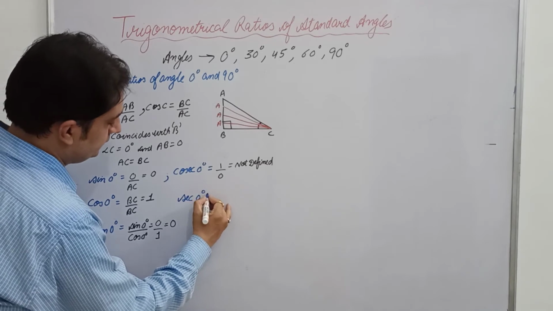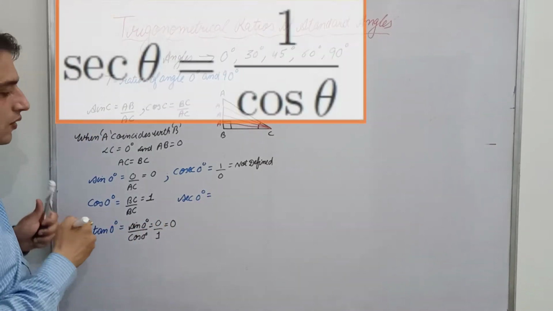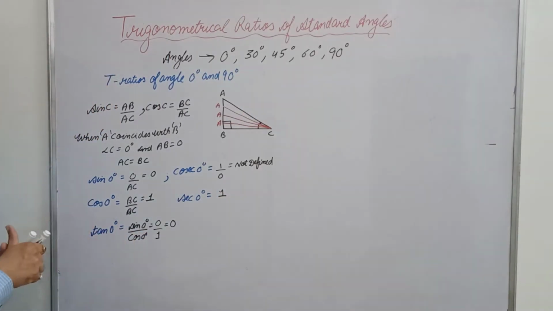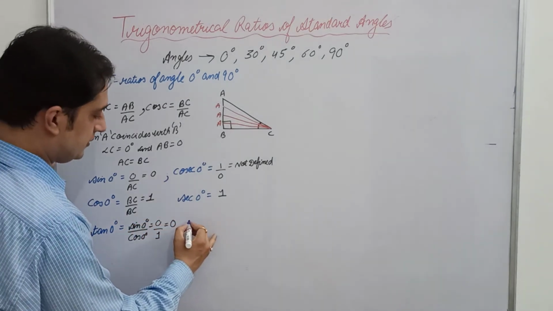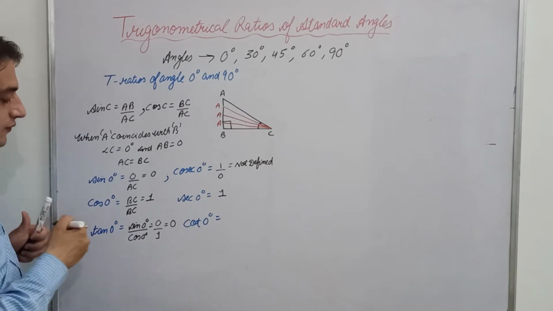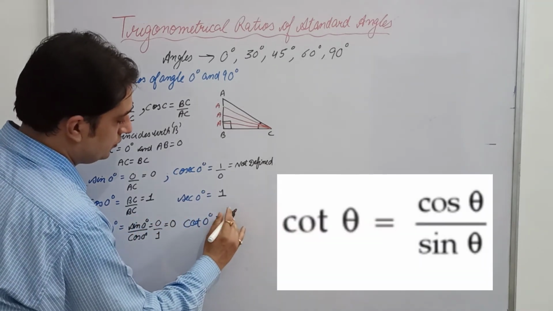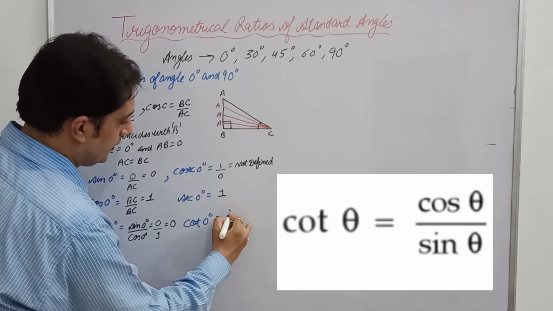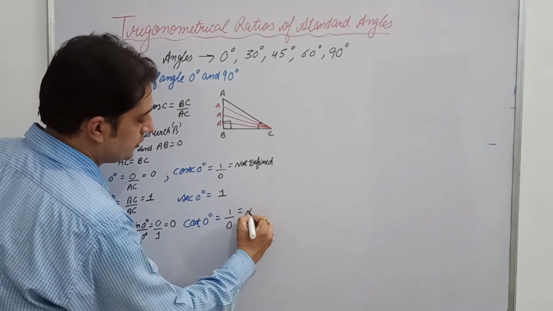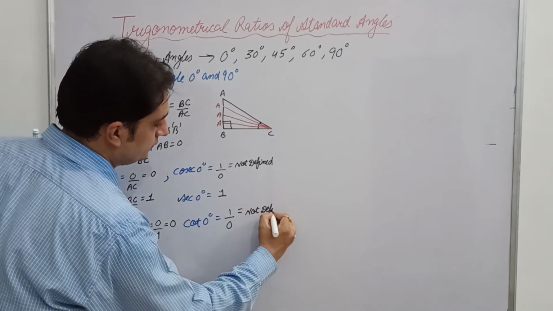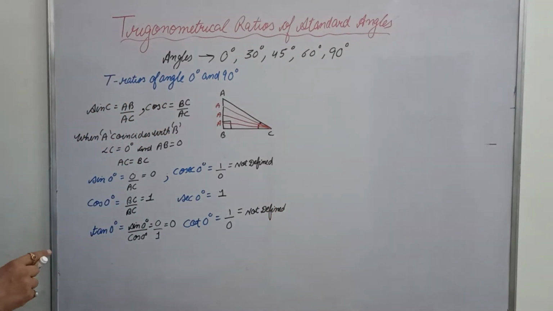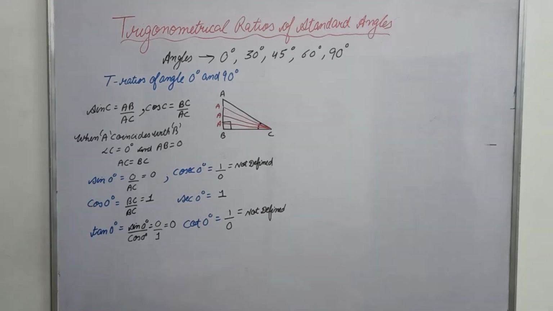Secant 0 degree. What's the value of secant? Take the reciprocal of 1. The reciprocal of 1 is 1. Right. And similarly, you can find the reciprocal of tangent, that is cotangent of 0 degree. Take the reciprocal of 0, that is 1 by 0. So it is not defined. Right. So these are the values of T ratios for angle 0 degree.